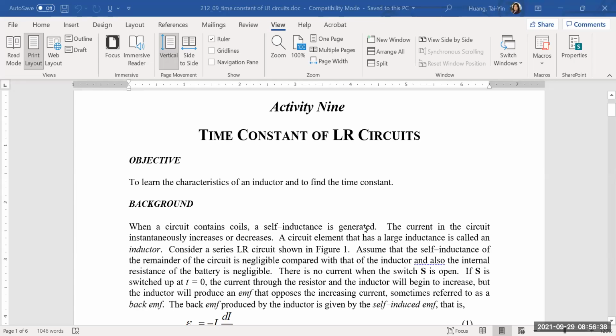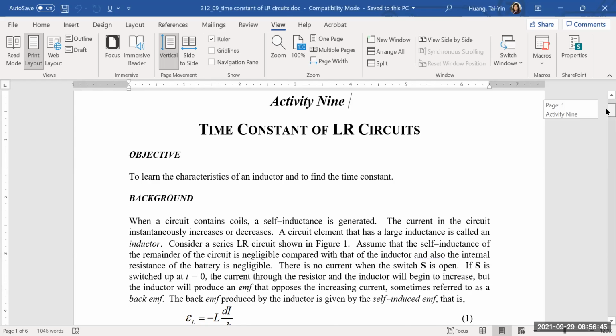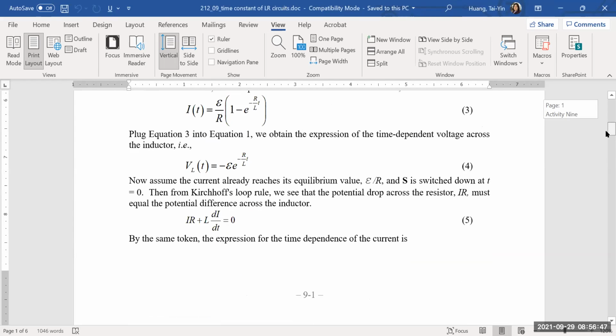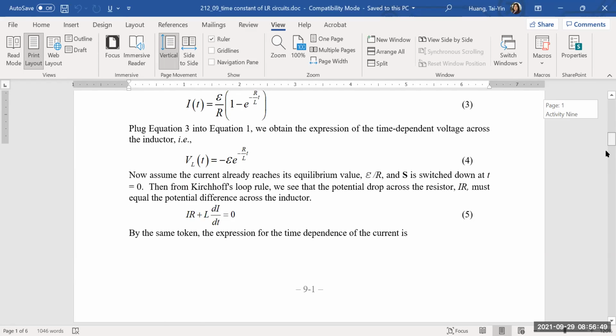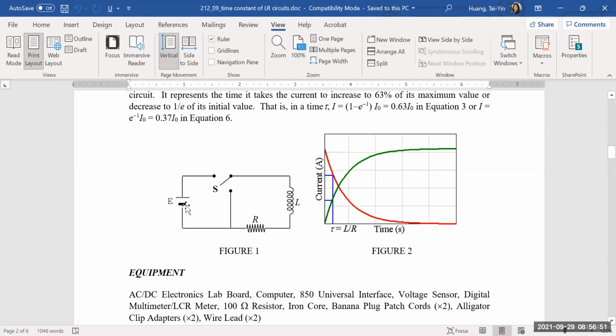Okay, so this week we're going to do the time constant of an LR circuit. So what is L? L is what we call an inductor. This is the diagram of the circuit. You can see that you have the battery that outputs energy, and you have the switch, and the resistor, and this symbol, the coil, indicates this is an inductor.